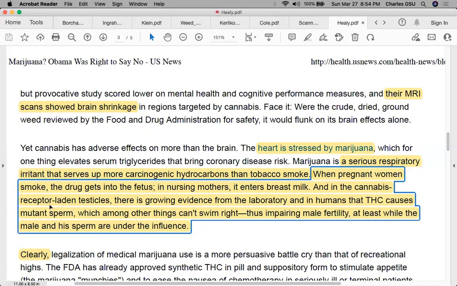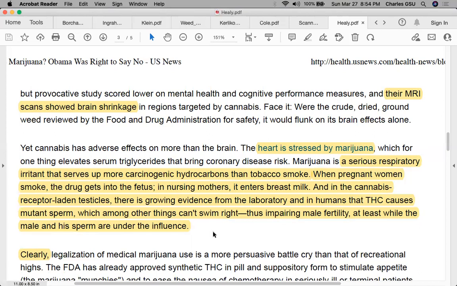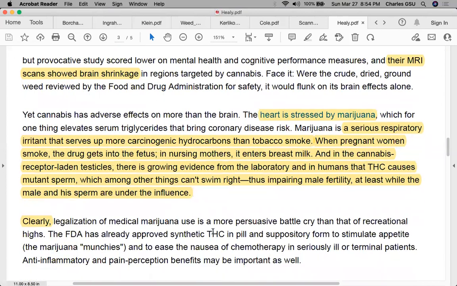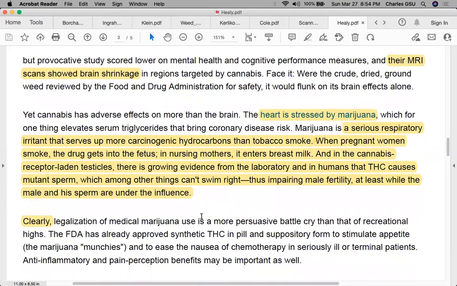And in the cannabis receptor-laden testicles, there's growing evidence. Notice it's not conclusive evidence, but growing evidence. So just going to throw that out there that, you know, maybe it could be from the laboratory and in humans that THC, the active drug in cannabis, causes mutant sperm, which among other things can't swim right, thus impairing male fertility, at least while the male and his sperm are under the influence. Well, that's some serious scare information there. Mutant sperm, oh my God, I don't want a mutant child. Which is what she wants the reader to believe, right?